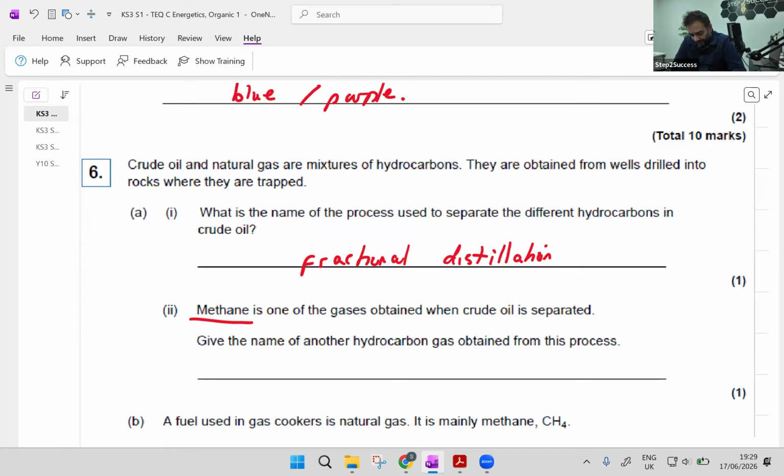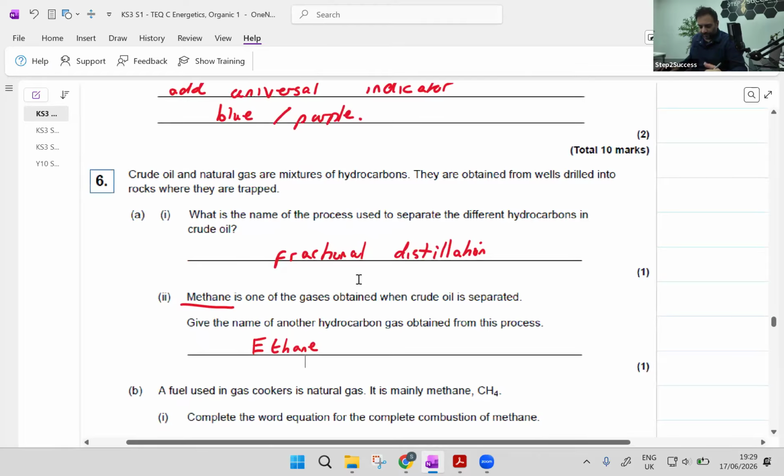Methane is one of the gases. Give another hydrocarbon gas. Ethane probably is an answer. There are lots of different names that all end with ane. Yeah, ethane, I'm going to put. And we could have had all that table at the beginning, in the first question, which had loads of them, if you remember.